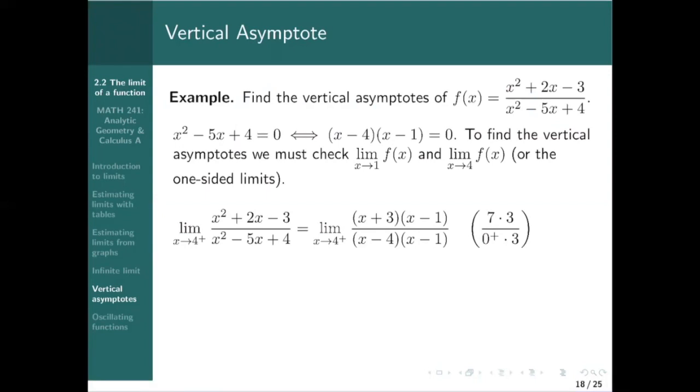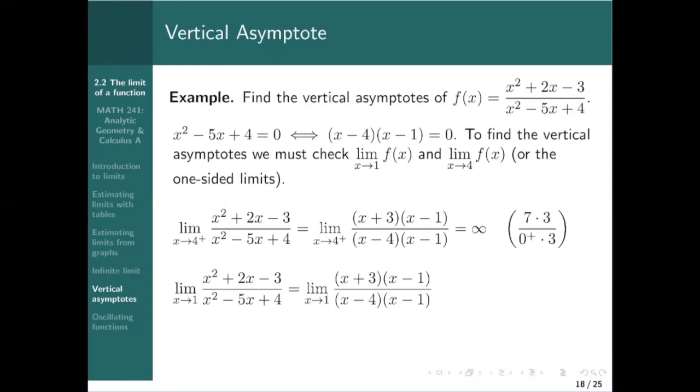So we are dividing a number that is positive in the numerator by a number that is approaching 0 but is bigger than 0. So we conclude that this limit is going to be equal to infinity. Now let's take a look at the other limit. Once again, we can factor the numerator and the denominator. But now, because we have x minus 1 in the numerator and in the denominator, they can cancel each other.